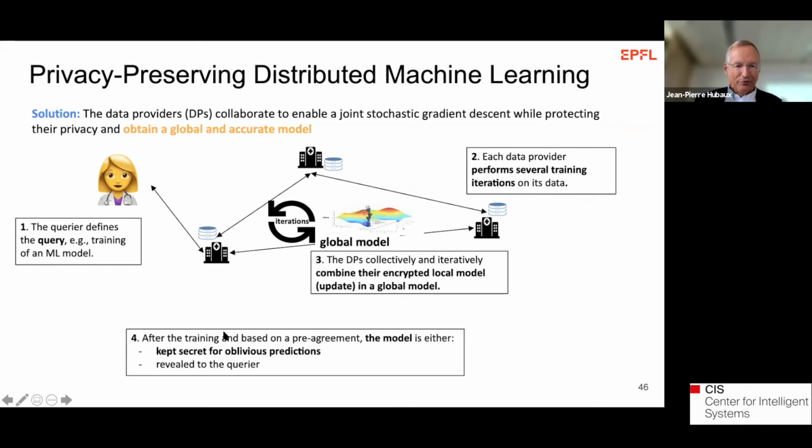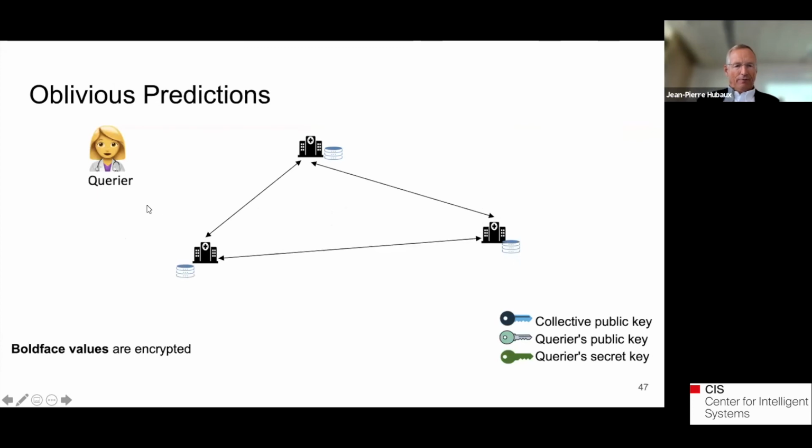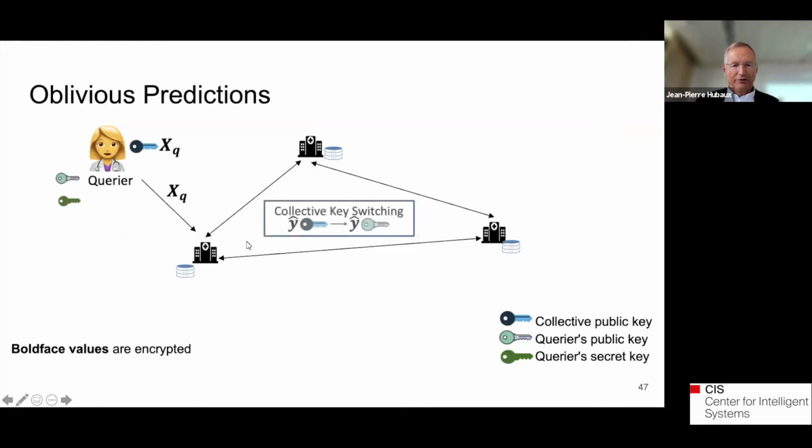And then after the training, and based on the policy, the model can either be kept secret for oblivious predictions, which in this case would be a kind of machine learning as a service, or revealed to the querier if this is a goal. So for oblivious predictions, we go a bit more into the details. The query is essentially the information that is sent to the system.